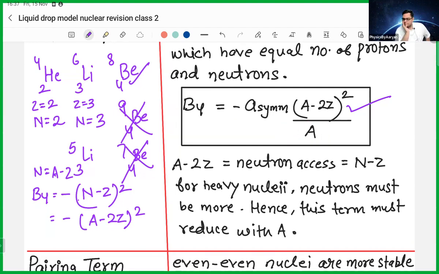Yes, any doubt here? This term is very important. So there is a negative symbol because this term decreases it. Then it is directly proportional to (A minus 2Z) whole square, because it should depend upon the difference of number of protons and neutrons, which is N minus Z, or A minus 2Z. And it is inversely proportional to A because this term should decrease if your nucleus is big, because asymmetry is accepted when the nucleus is big. Yes. Any doubt?